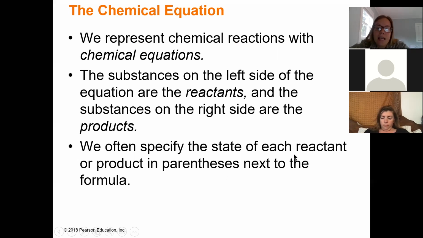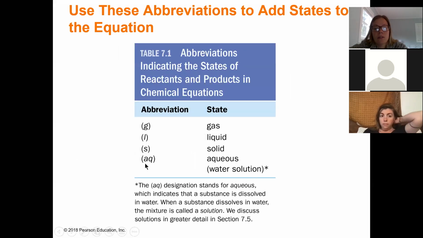We like to add the state when we can. So saying, hey, iron is combining with oxygen, but not just iron, solid iron is combining with gaseous oxygen. And then those are separated by an arrow. Okay, so there's the symbols: G for gas, L for liquid, S for solid. And then there's this thing here, AQ. That's aqueous. And we're going to see that a lot, especially when we get into the solutions chapters.